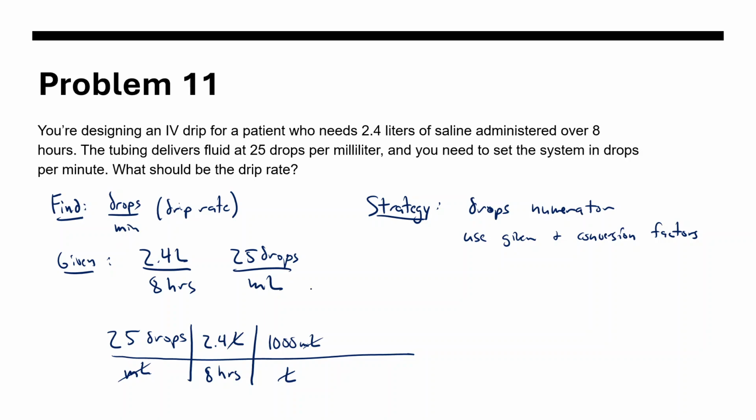What we want is drops per minute, so we've got to do one more conversion. To get rid of hours, we're going to put hour on the top, and an hour is 60 minutes. That gets rid of our hours, and we're left with drops per minute as our only units. Now I can put this in the calculator: 25 times 2.4 times 1,000, divided by 8, divided by 60, and that will get us 125 drops per minute as the setting we want for our machine.